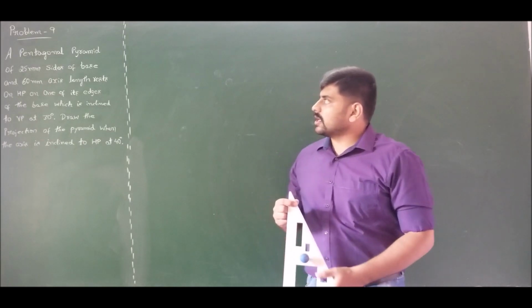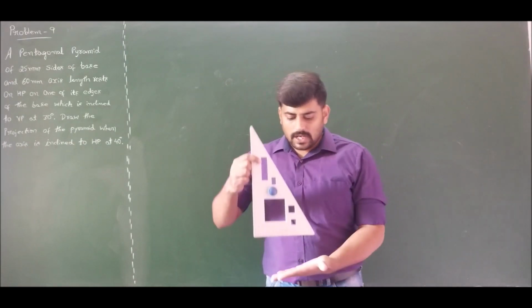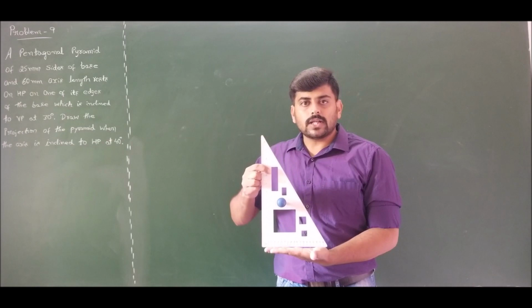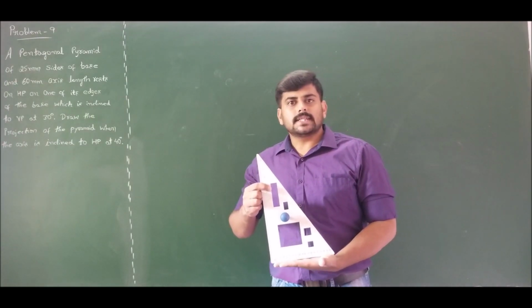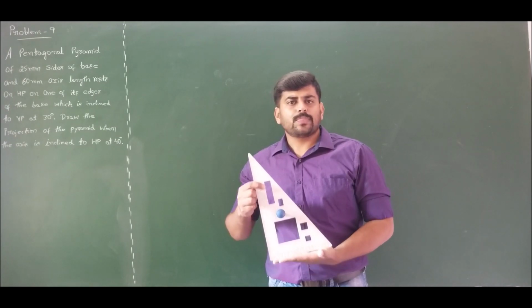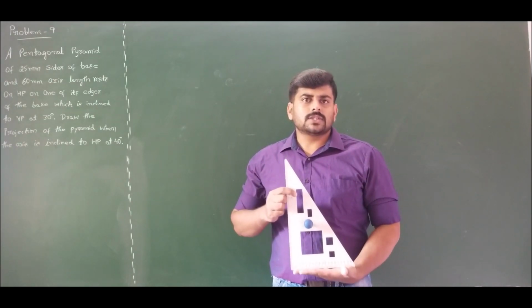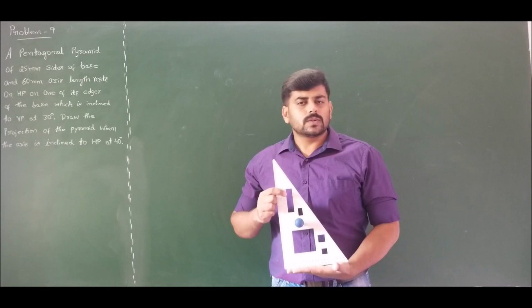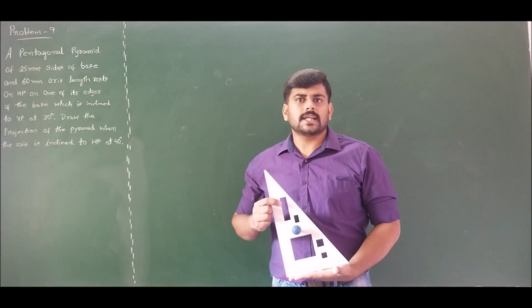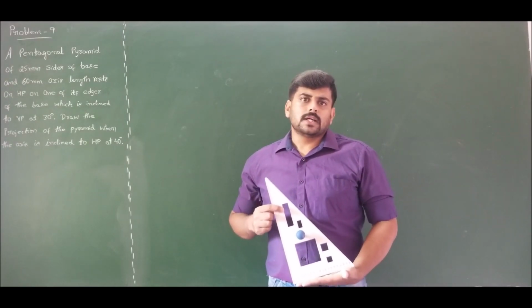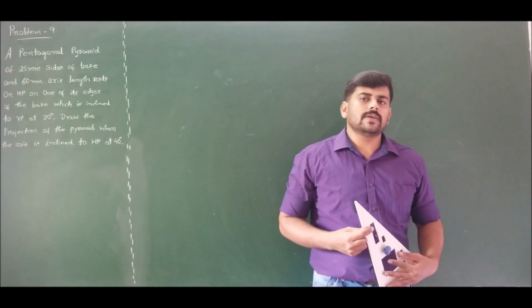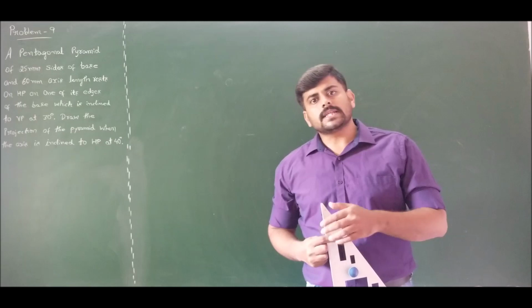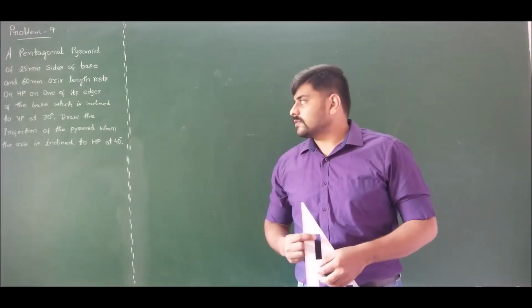Since it is resting on HP in the first position, I will make this pentagonal pyramid stand on HP without inclining to any of the planes. In the second position, I should show the inclination with respect to HP itself, that is, axis inclined to HP at 40 degree. In the third position, the remaining inclination is with respect to the vertical plane, in which the base edge is inclined to VP at an angle of 30 degree.